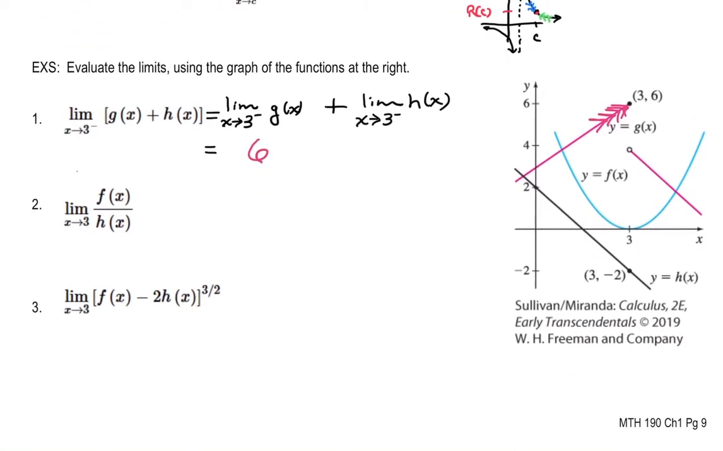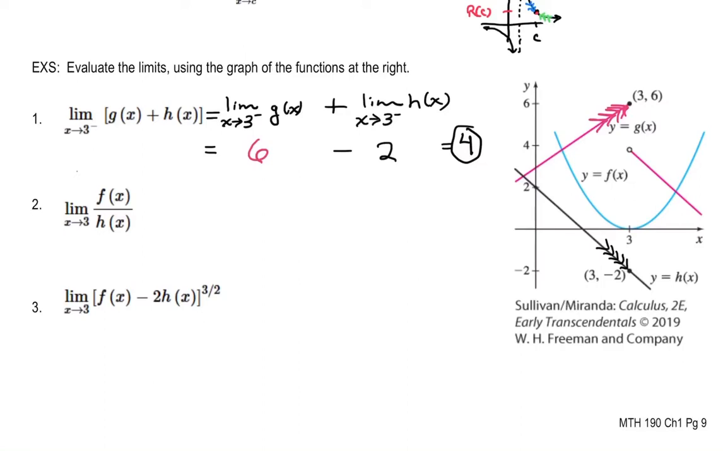And then as I approach 3 from the left on the h of x function, so approaching 3 from the left on my h of x function, that is approaching -2. So of course my final answer here, my 6 minus 2, is just going to give me 4. All right, so let's take a look at these next two.